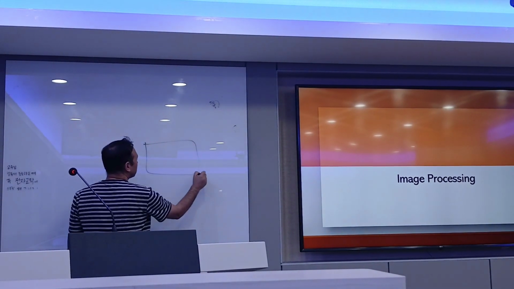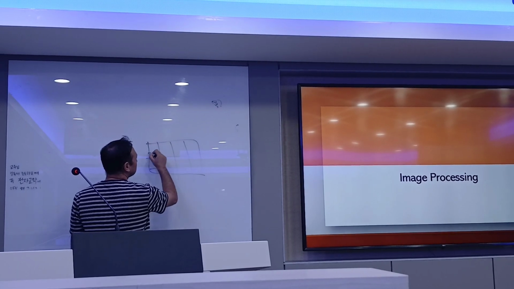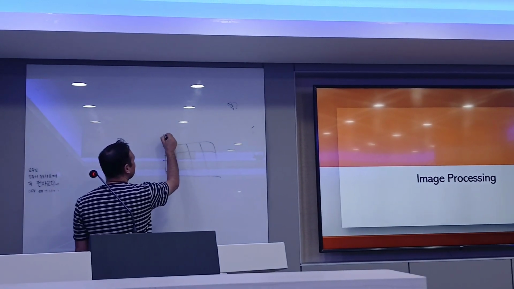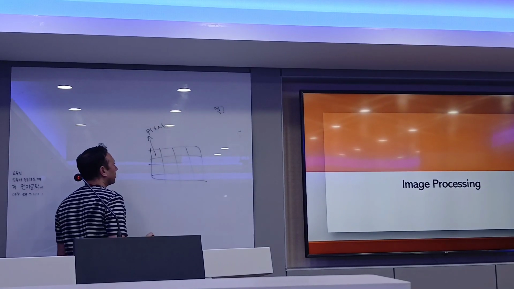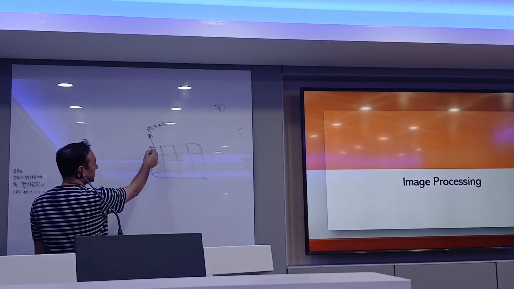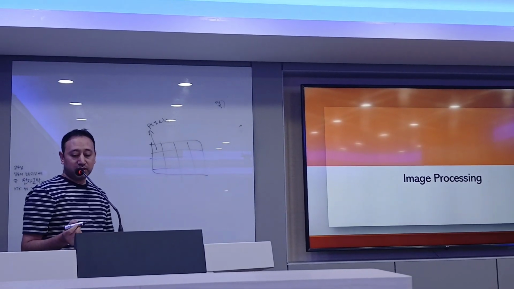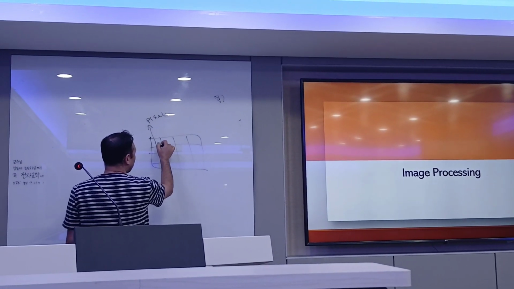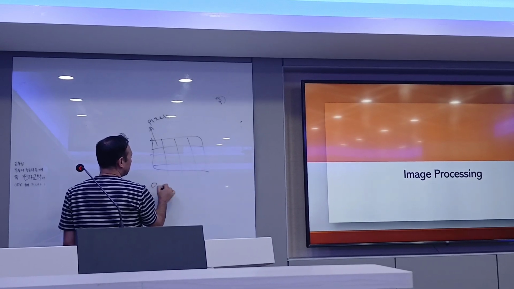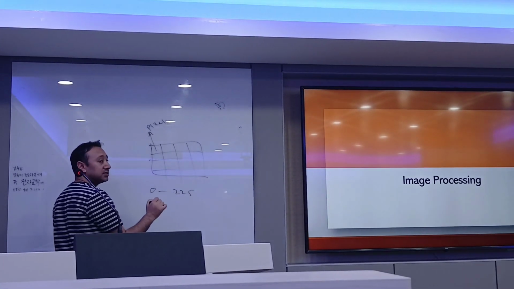Actually, an image consists of grid-like patterns. These are called pixels. Okay, these are pixels, and an image contains so many pixels. Actually, an image is consisting of pixels, and these pixels have some values ranging from 0 to 255. These are actually the intensity values.